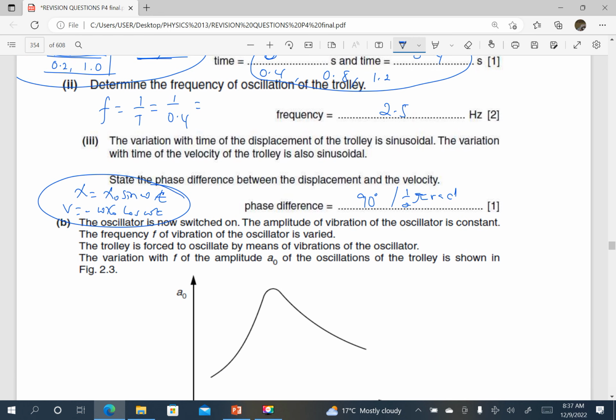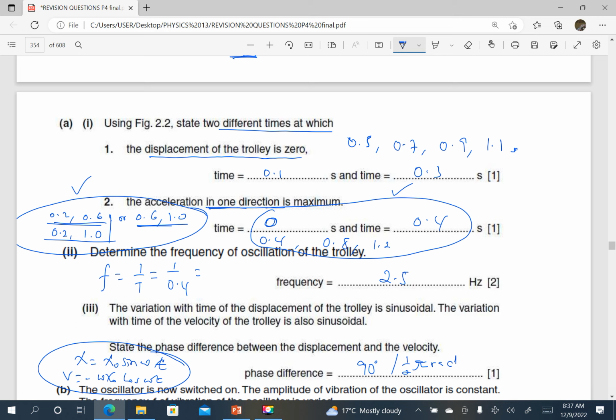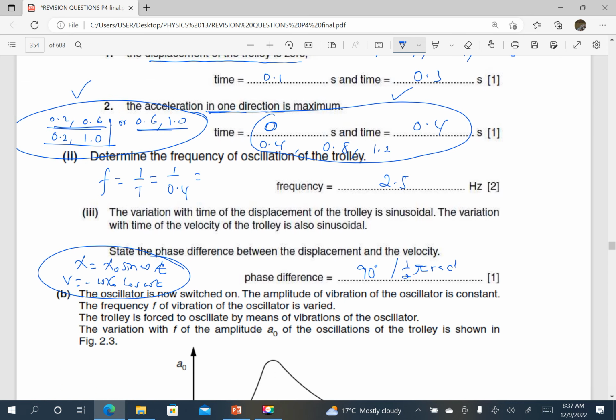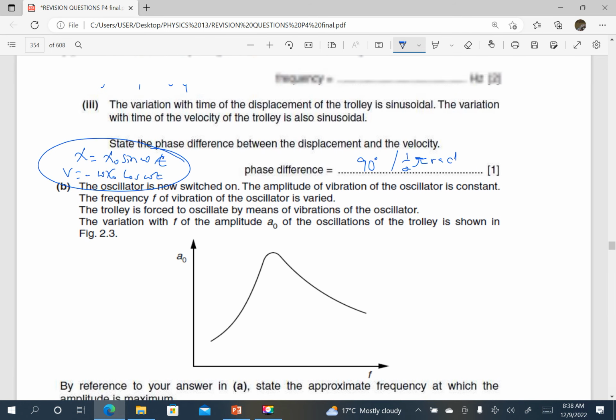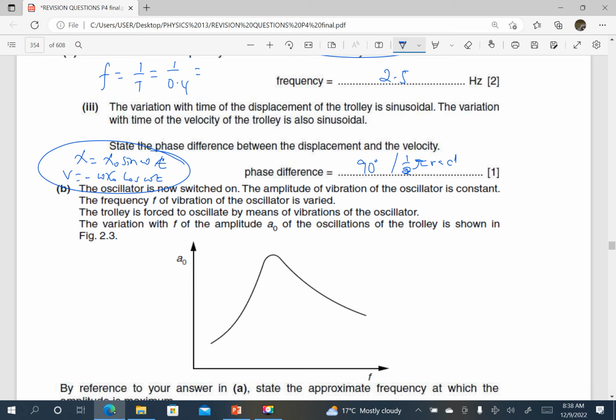Alternatively, you can look at it like this. Velocity is maximum when displacement is 0. That is a quarter cycle apart. Velocity is maximum when displacement is zero. Displacement is maximum when velocity is zero. So that means they are 90 degrees apart. The graphs will be 90 degrees out of phase, or a half pi radians.